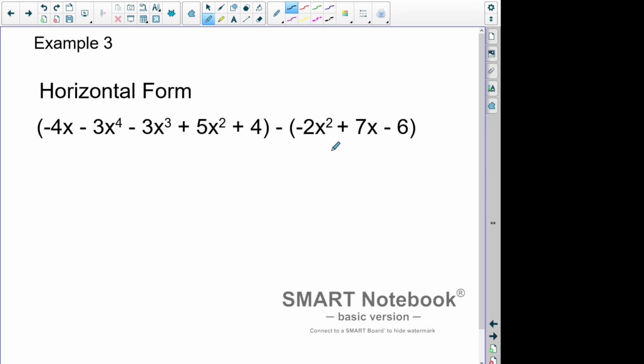So this is the same idea. I could do this in vertical form or horizontal form. So if I were to do this one, I'd start with the largest term. I've got a quartic term there, so negative 3x to the 4th. Go to my cubic terms. Just got the 1, so I got minus 3x cubed. Go to the squared terms. I got 5x squared. Here I've got a negative, so I got positive 2x squared.